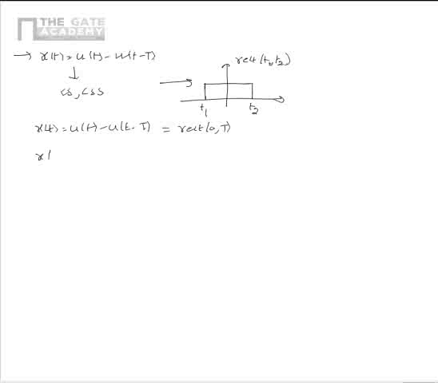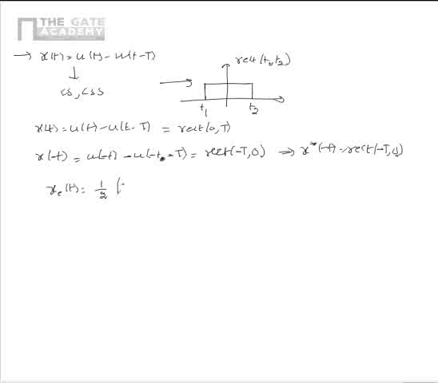and also x of minus t can be written as u of minus t minus u of minus t plus capital T, which is equal to rect of minus capital T comma 0. So x star of minus t will also be equal to rect of minus capital T comma 0. From this, the conjugate symmetric part of the signal xe of t is given as half multiplied by x of t plus x star of minus t.